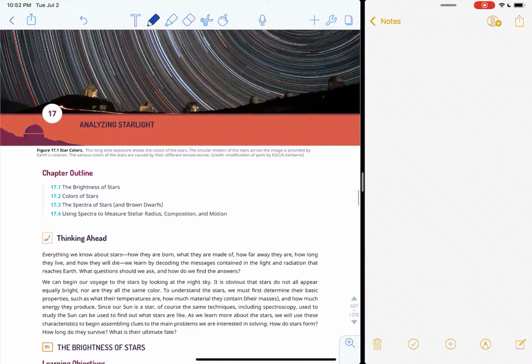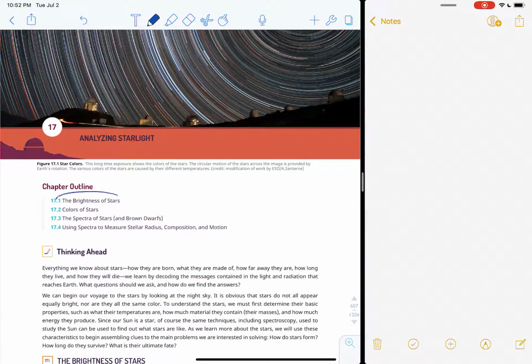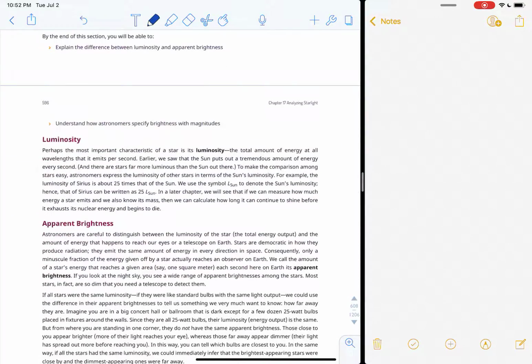Okay, let's talk about chapter 17, which is about analyzing the light that comes from the stars. So we'll talk about the brightness of a star, the color of a star, the spectra, the color spectrum that we see of that color, and then how we can use the spectra to measure all the properties of a star.